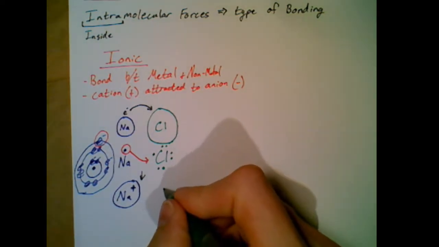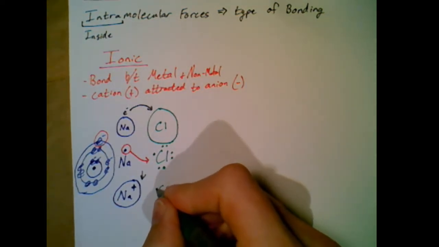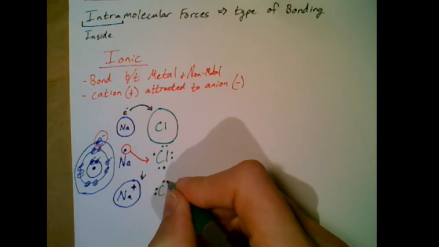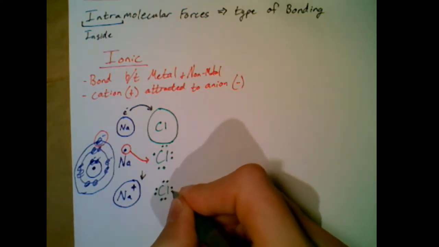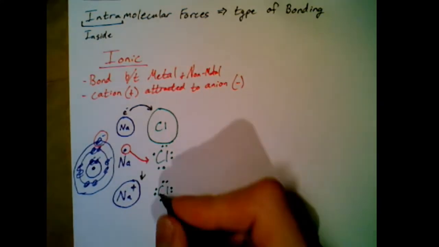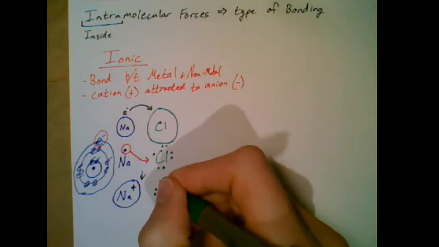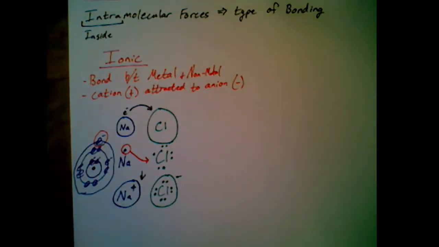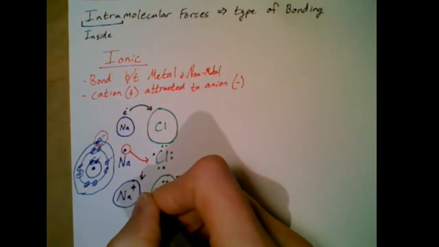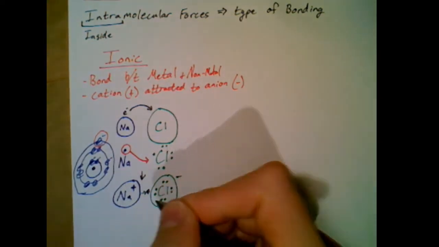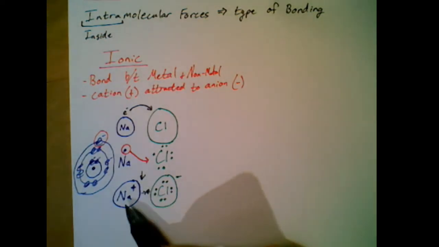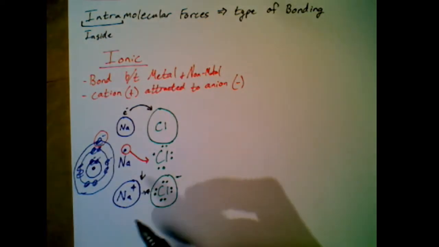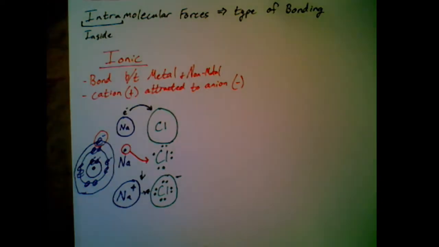The chlorine now has an extra electron. It picked up that electron from the sodium, so it now has a negative charge. So now you have this negative chlorine. And what happens when you have something positive and something negative is they attract. Positives and negatives attract. It's one of the laws of charge.